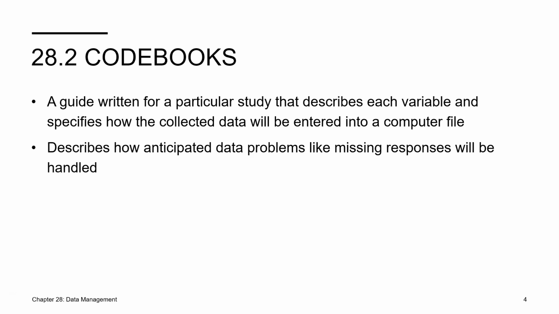Section 28.2 covers codebooks. A codebook is a guide that is written up for a particular study that describes each variable and specifies how the data are collected and entered into a computer file. So this can be in, say, a Microsoft Word or a PDF format. It could also be in Excel format. It describes how anticipated data problems like missing responses will be handled. And so here you can include any different types of notes that you have or changes maybe that you made to your data based on how the responses were collected.